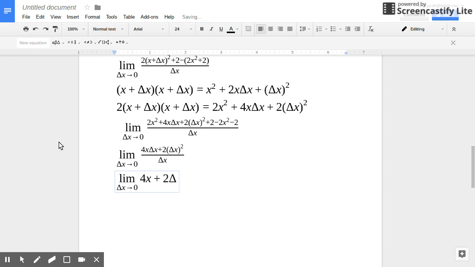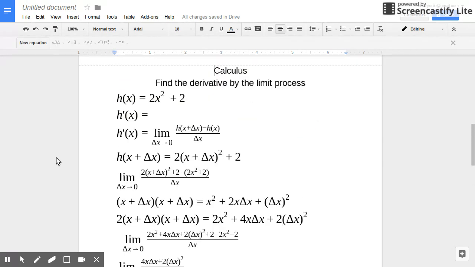Right, it looks like it's going to end up being, when we plug all this in, a 4x. A 4x looks to me like it's going to be our answer. Okay, so we end up with h prime of x is equal to 4x, and we're done. Bam. Got it? See that? You see a pattern yet? There's a pattern. Okay, there's a pattern.